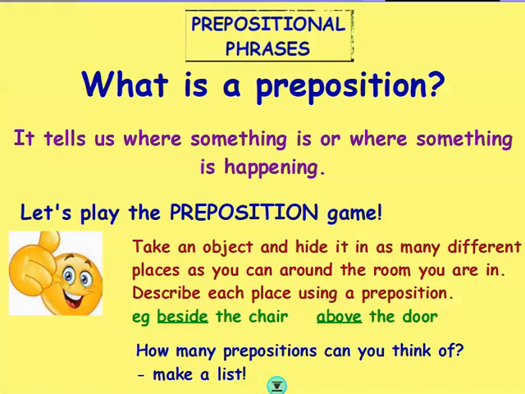I want you to take an object, something small I would suggest, and see how many places you can find around the room you're in to hide it. You've got to describe each place using a preposition, and I want you to make a note of all these prepositions, so make a list. For example, you might put it beside the chair or above the door. Make sure you put it somewhere where you're going to be able to get it back again, because you probably don't want to lose it. Pause the video, play the game, and then come back.